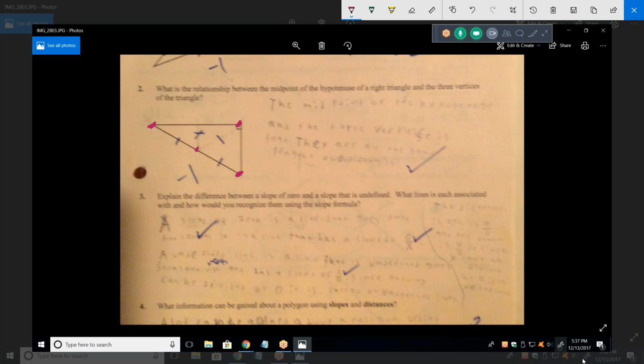How come they took off 1 point? Yeah, I think it was because I didn't label where the two parts were.